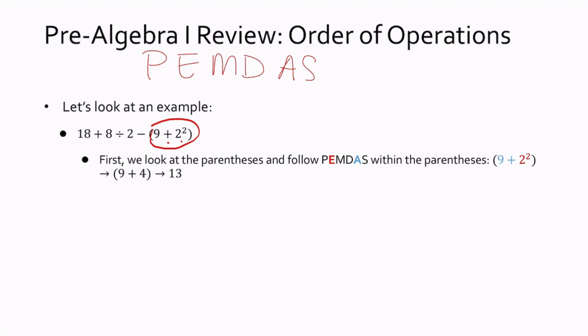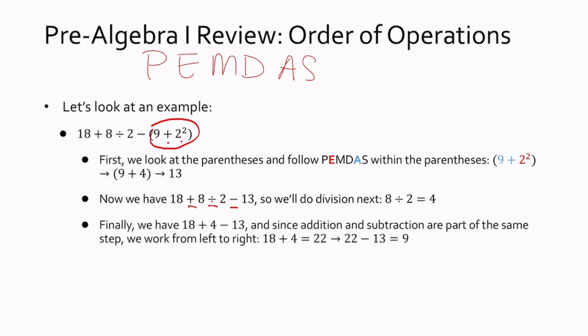So we're going to square that 2. 2 times 2 is 4, and we get 9 plus 4. So we now have 13 in that space. So now we have 18 plus 8 divided by 2 minus 13. So now what we have is addition, division, and subtraction. Division comes before addition and subtraction, so we'll do that division first. 8 divided by 2 is 4. And finally, we have 18 plus 4 minus 13.